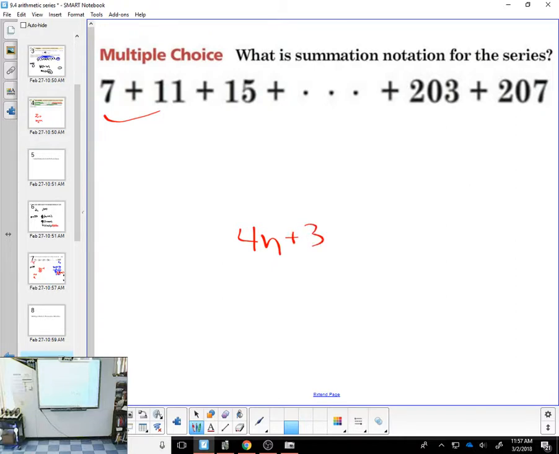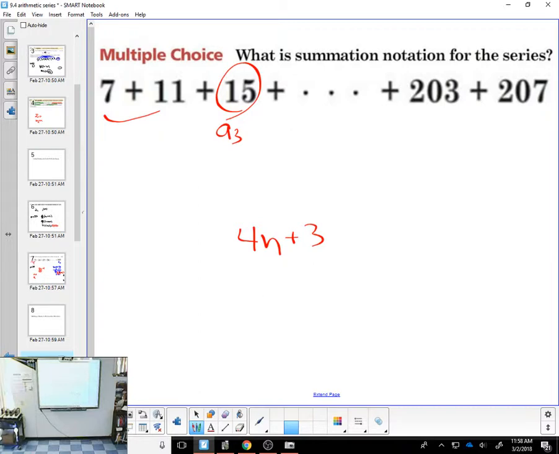Let me check if it works, okay? This is the third number, correct? Yeah. A sub 3? So that means n would be 3. So 4 times 3 plus 3, how much is 4 times 3? 12 plus 3, is that a 15? Yes. It works. So my explicit formula is that. Okay?